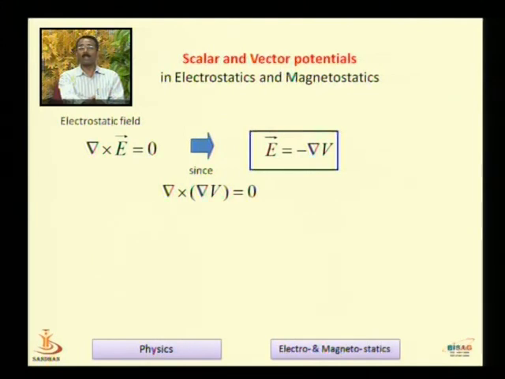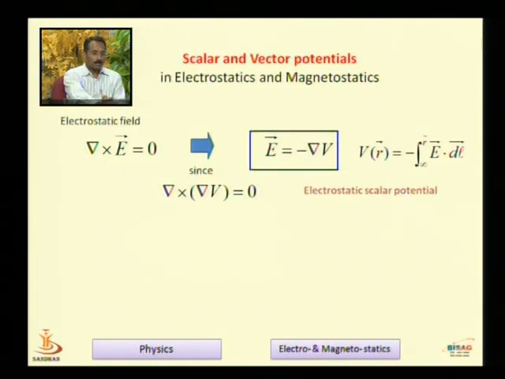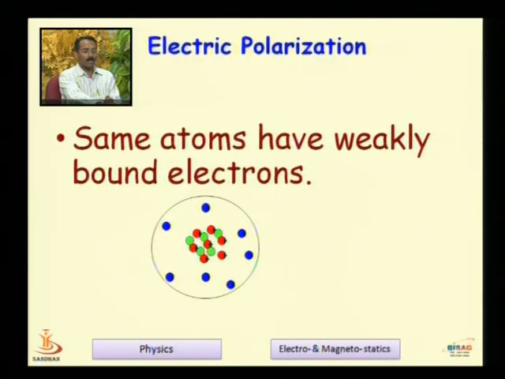Otherwise, you can't define a scalar potential. So that's why, given the electric field, one can find the potential, and given the potential, one can find the electric field using the equation given in this blue rectangle. So this is the electrostatic scalar potential. Later on, we will talk about the vector potential in the case of the magnetic field.